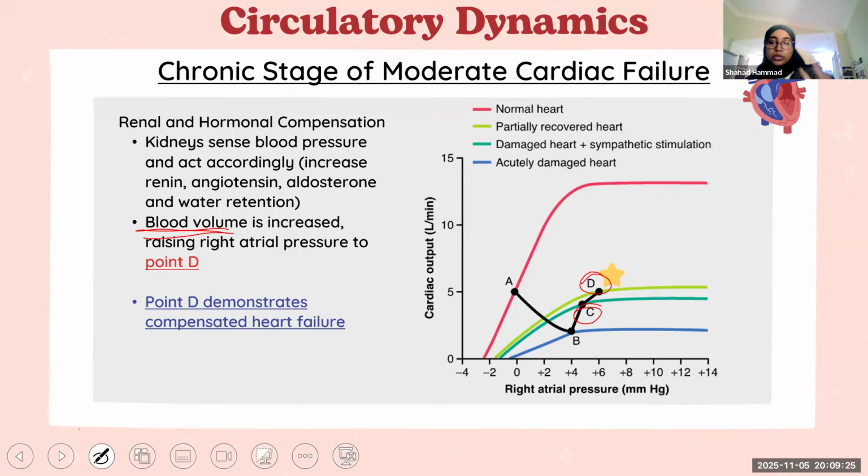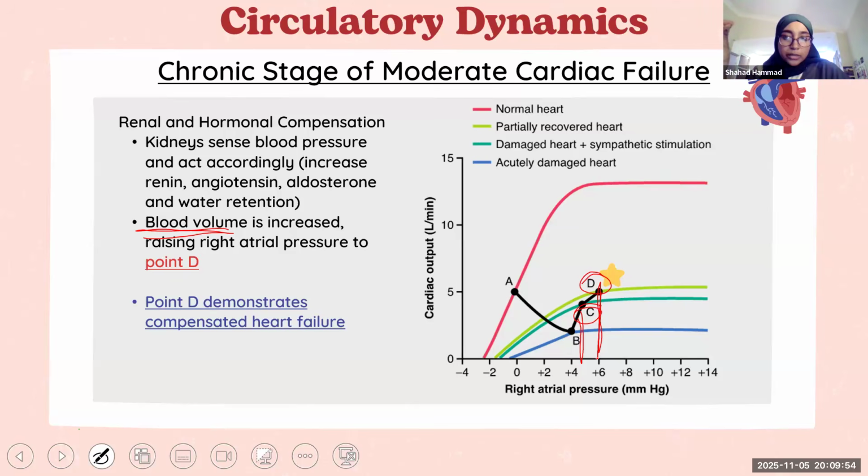Now, two important points here. Because of this increase in blood volume, the atrial pressure will increase. We can see here, it moved from here to about 6 over here. Why is this? It's because we have more fluid in the body. More fluid in the body means that more fluid is going back to the heart. More fluid going back to the heart means that the atrial pressure will increase. However, this is something that we're willing to sacrifice for the cardiac output.